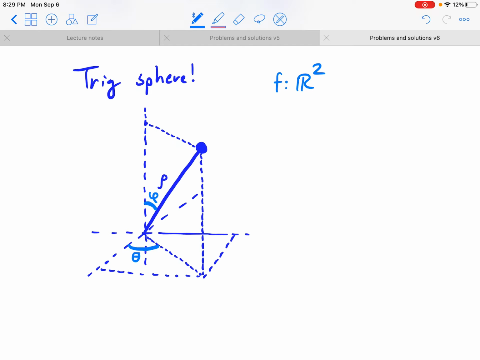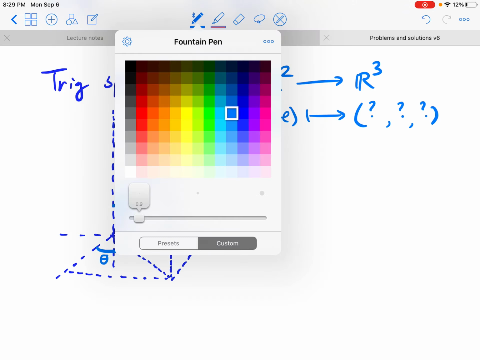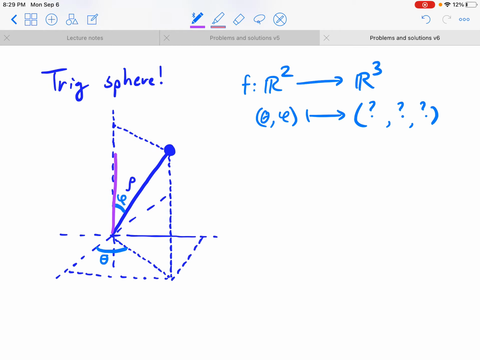We're going to take a map from, the sphere is two-dimensional, so we need two parameters for a two-dimensional sphere. And the sphere lives in 3 dimensions. So this means we need to take theta and psi to something, something, something. And what are these 3 component functions? That's what we need to discover. To discover them, we look at this drawing. So let's first look at this triangle.